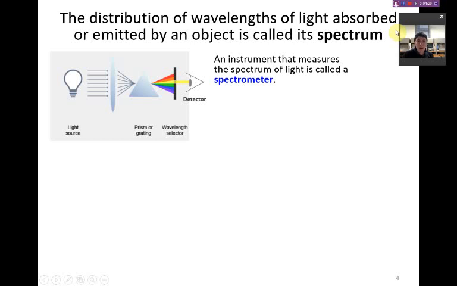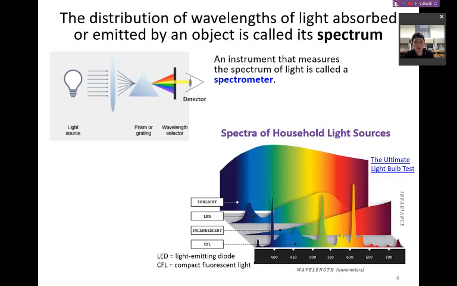We call the distribution of light, the wavelengths that are involved in a given emission or absorption, a spectrum. We call that a spectrum. And the instrument that's used to measure the spectrum of a sample is called a spectrometer. So what we would have is a light source that gives off light. It goes through a prism or a grating, and what that does is split that light into its components of various wavelengths, and then it reaches the detector.